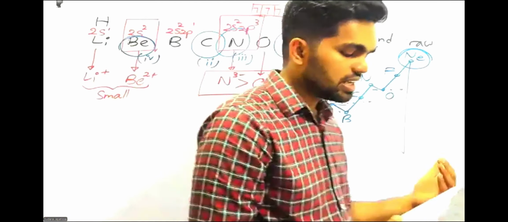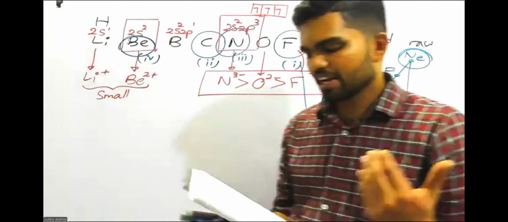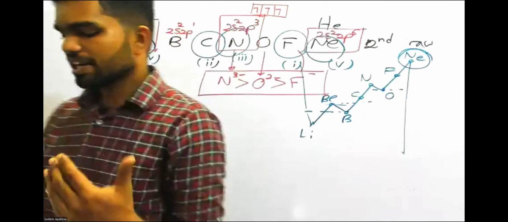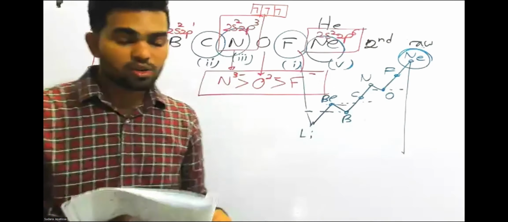Go to the last one. It's asking you to identify the element that forms mostly electron deficit trigonal planar covalent compounds.